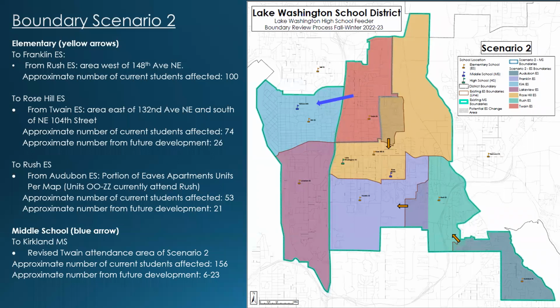This map shows the school boundary changes within scenario 2 for community input. The yellow and dark blue arrows show the potential areas of change for elementary and middle school respectively. In scenario 2, students living within the Twain attendance area would attend Kirkland Middle School. Scenario 2 has approximately 227 elementary students affected, 156 middle school students affected, and 53 to 70 students from future developments.